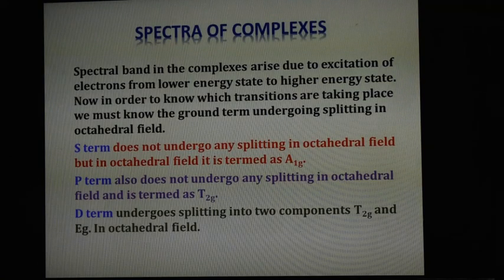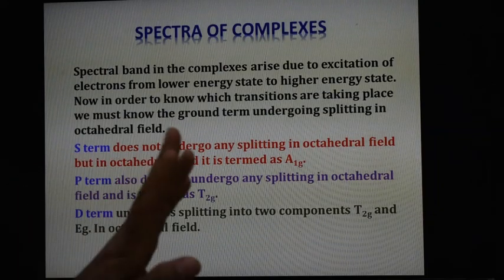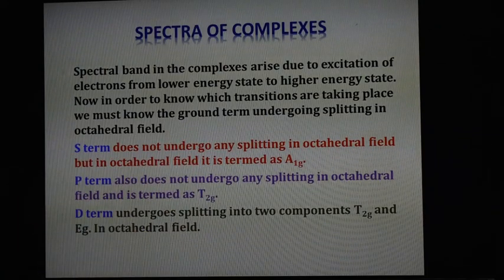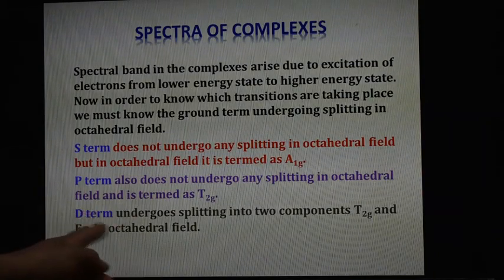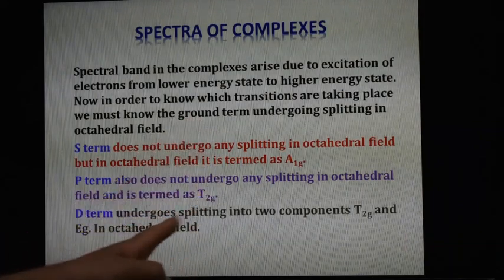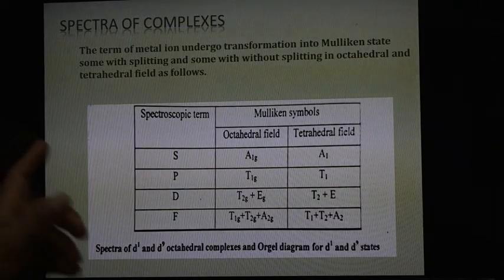In the next slide, as we know, there are different types of transitions, with promotion of an electron from a lower to a higher energy level, and three different terms are there. In an octahedral system, the S term does not undergo any splitting, and the P term also does not split, but the D term does, splitting into the T2g and Eg states in an octahedral field.